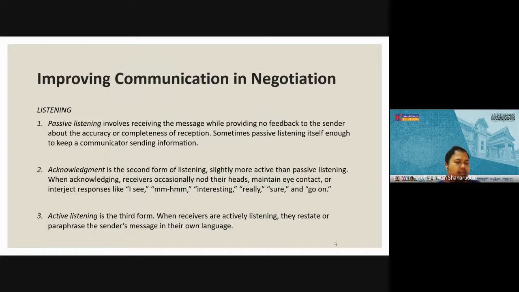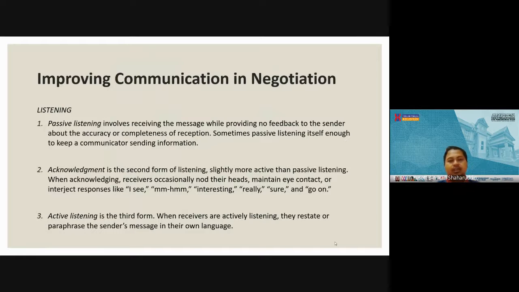And the third one is active listening, whereby when receivers are actively listening, you will restate or paraphrase the sender's message in your own language. For example, "Are you saying that this particular deal can be done within 2 days? Wow, that's great. So this is a very good deal."